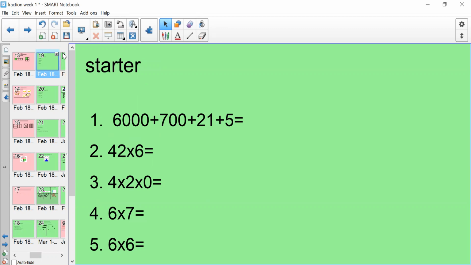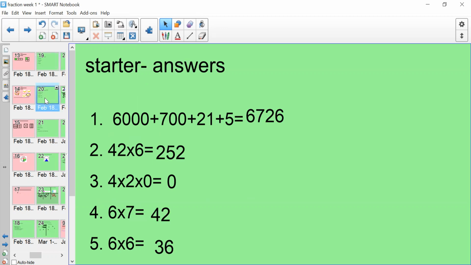Well done. These are your answers to the starter. The first one was a partition number, so you needed to put those hundreds, tens and ones back together, and thousands. Then the rest of them were multiplication, which you probably could have done mentally, but that one might have needed the column method.